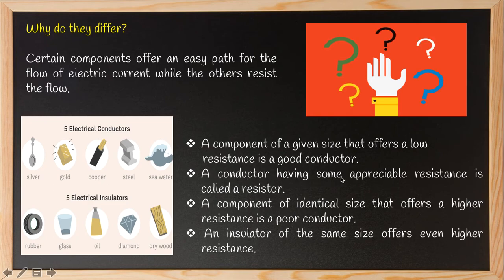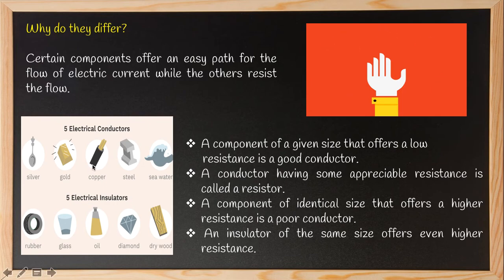If the conductor has some appreciable resistance, not too high and not too low, then it is called a resistor. Another thing which has high resistance is a poor conductor, because it doesn't allow much current to pass through it. An insulator has even higher resistance, which means it is a very bad conductor of electricity.